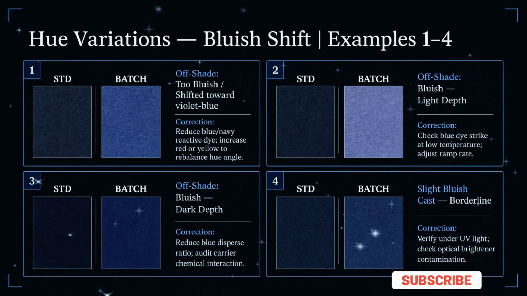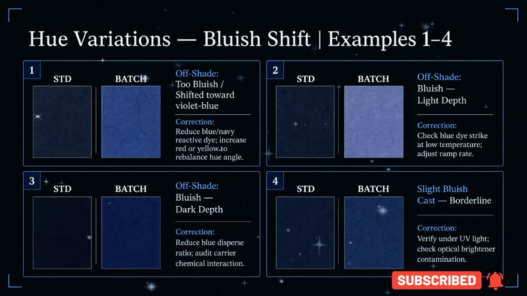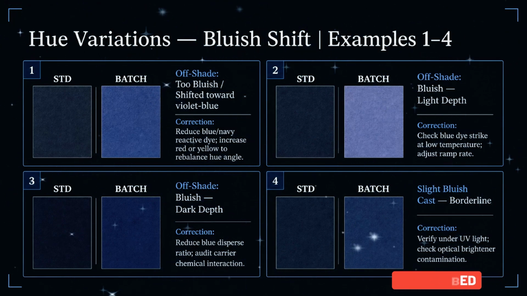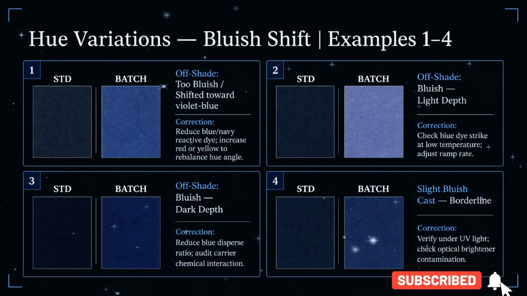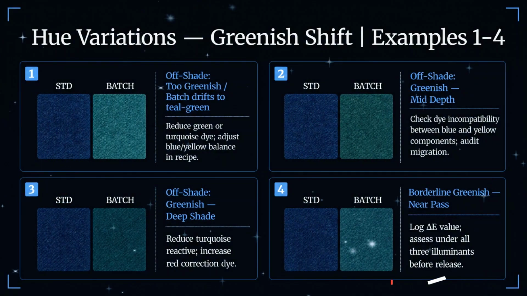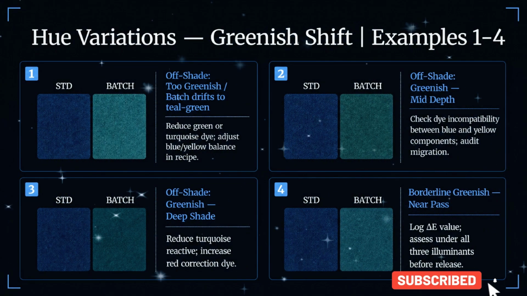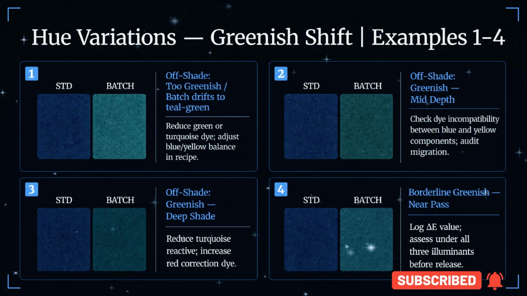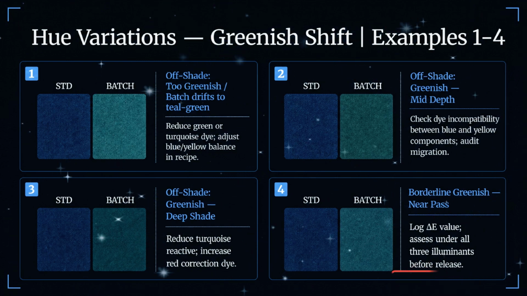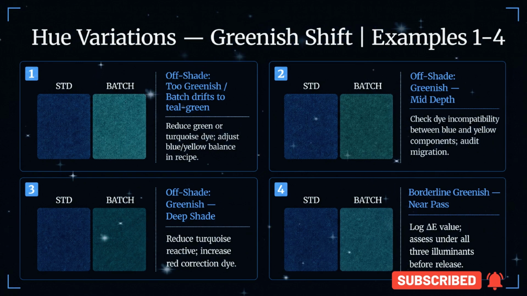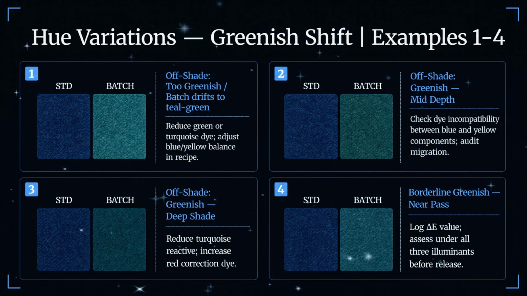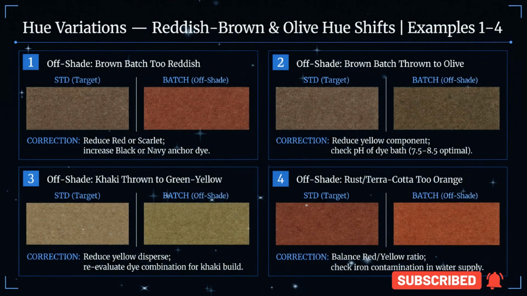Next, we review bluish hue variations. These examples cover shifts toward violet blue, light depth, and dark depth, as well as a slight bluish cast that is borderline, and the corresponding correction actions. These examples illustrate greenish shifts, from a batch drifting to teal green to deep shade variations. Pay attention to the borderline greenish shift, which is a near pass, and the need to assess it under all three illuminants. We also cover specific hue shifts, like reddish-brown and olive tones.